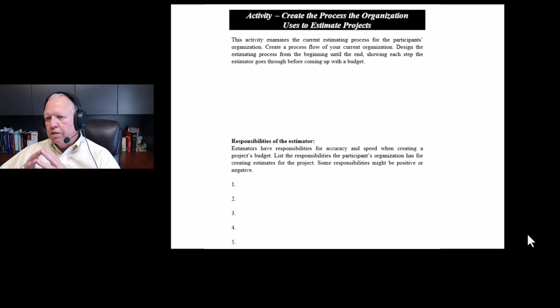In your organization, is the estimator expected to be right on target, or do they have some flexibility and versatility in their estimate? I want you to be able to document some of this about the estimator. So first off, the process, and then secondly, I want you to think about the responsibilities of the estimator.